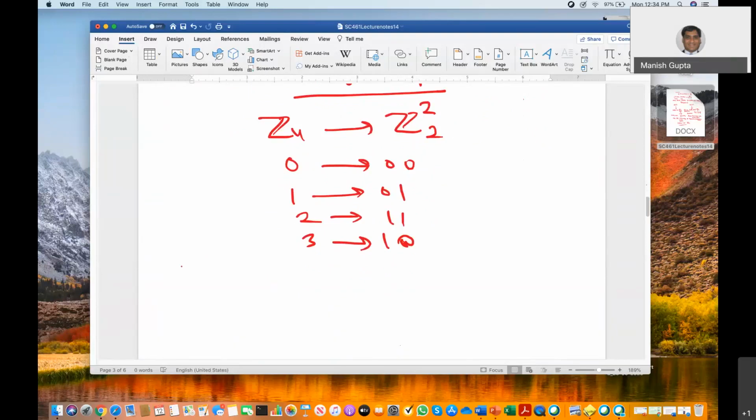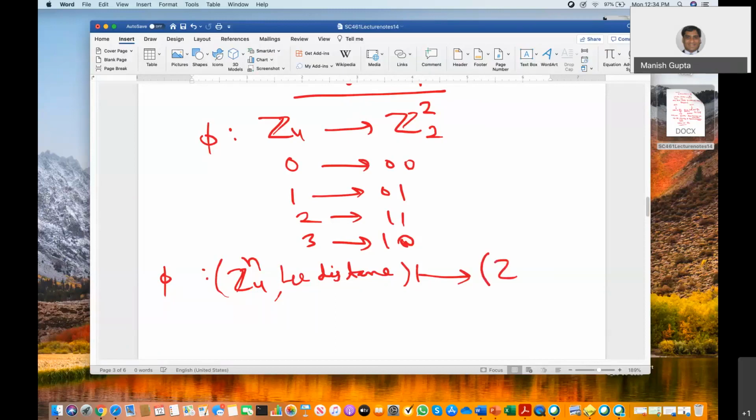This map is a really interesting map. Why? Because it is a distance preserving map, an isometry. If you call it phi, then phi is a map from Z4 raised to power n. I can extend it componentwise, right? Here the map is defined bitwise, and I can extend it to the whole vector as well. Phi is an isometry from Z4 with Lee distance to Z2 with Hamming distance.